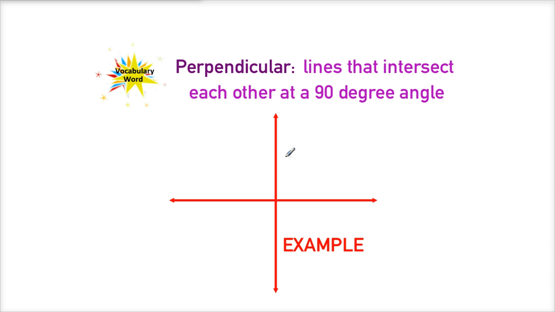The other special line that we're going to learn about is perpendicular lines. These are lines that intersect each other at a 90-degree angle. And 90 degrees is basically a perfect corner or a perfect square. So notice these two lines intersect each other in one place, and at this intersection each of these angles is 90 degrees. It's a perfect square. If you were to take a corner of a piece of paper, it would fit perfectly in each of these angles. So this is an example of perpendicular lines.